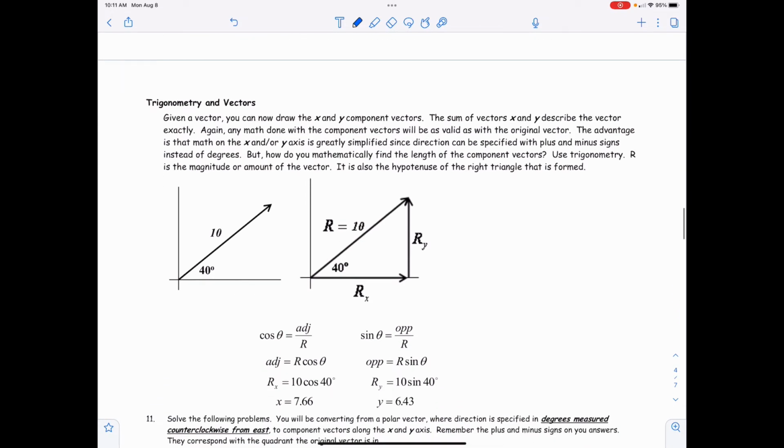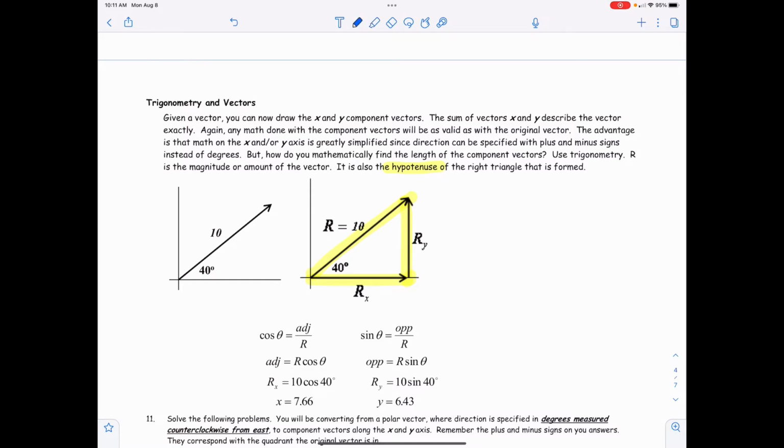In this next section, we're going to take a look at how trigonometry and vectors are linked. You might recall that using trigonometry, r is going to be the magnitude of the vector, but it's also the hypotenuse of a right triangle. And so that's exactly what we're doing: we're using a little bit of right triangle trigonometry.